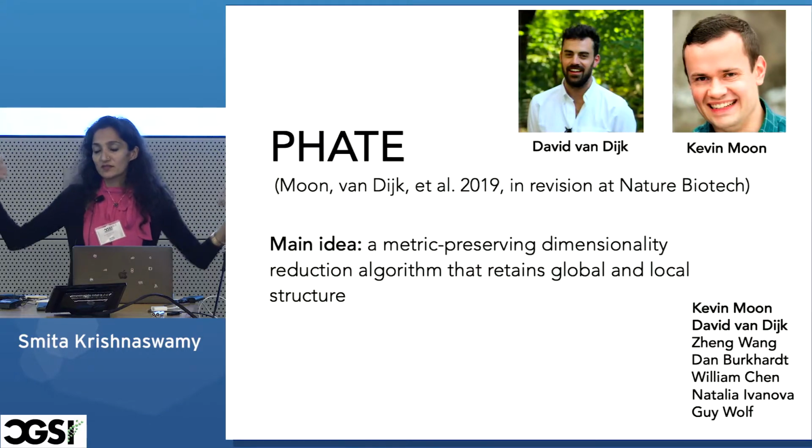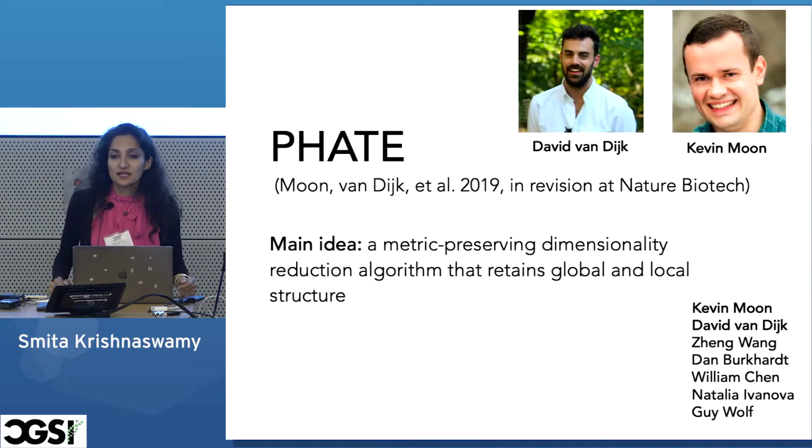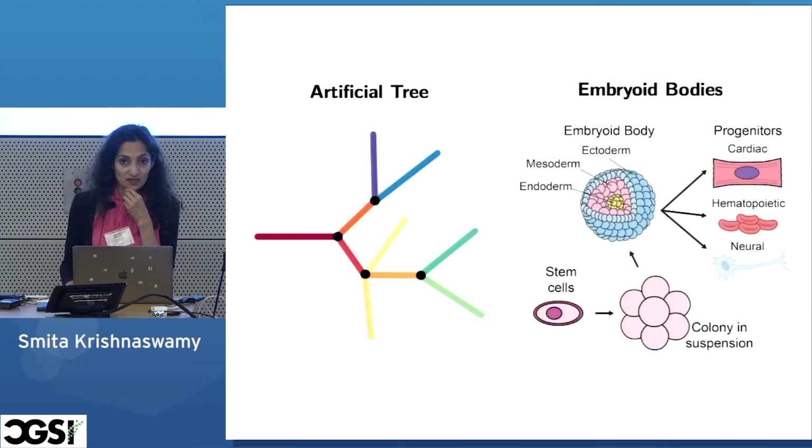And we use an information theoretic distance between these contexts and squeeze them into low dimensions, which gives us PHATE, which preserves local and global information. And we show that on these two examples. One is an artificial tree, and one is an embryoid body data set.